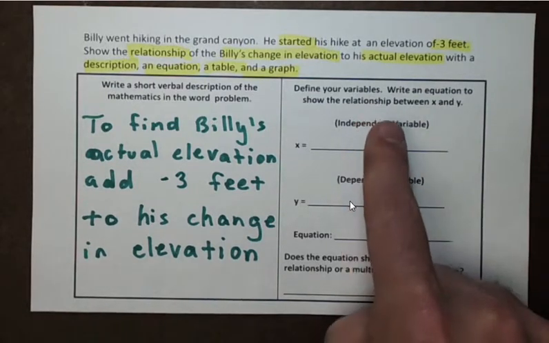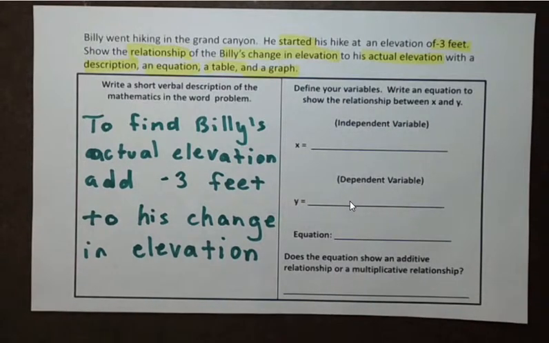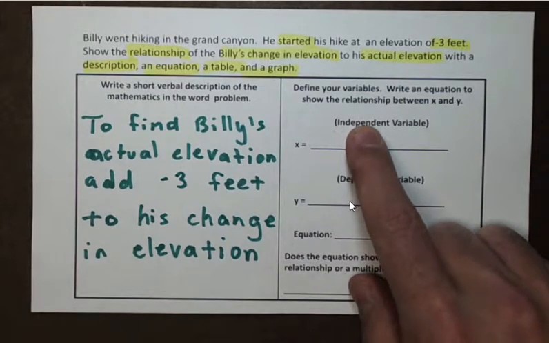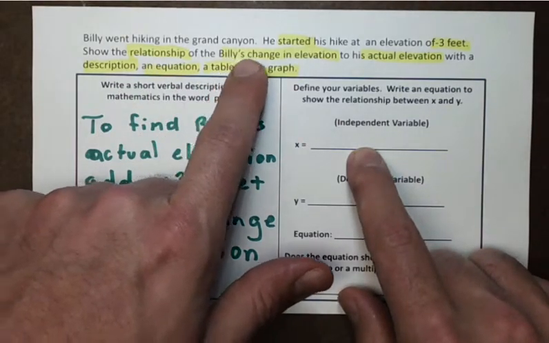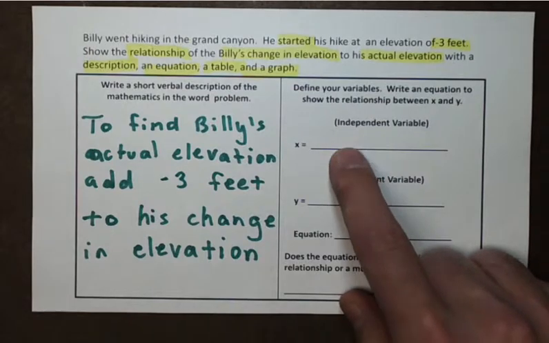Now we're going to look at the independent variable, the dependent variable, the equation, and what type of relationship these two are. First, let's talk about the independent variable. What is independent? Meaning that it changes. It's basically the cause. And so if you look back up here, his change in elevation is going to be the cause. So we're going to write change in elevation here.